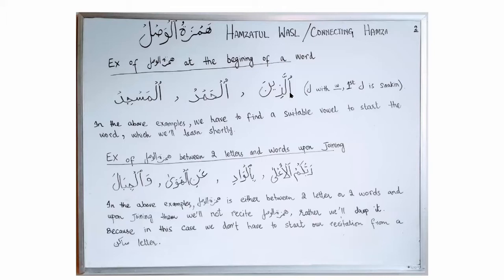In this case, you will say Alladina, Alhamdu, Al-Masjid. In these examples, Hamzatul Wasl will have fatha, but there are situations when Hamzatul Wasl has a kasra, dhamma, and inshallah we will discuss them soon. And in these examples, because we don't have to start our recitation with Hamzatul Wasl, we will drop it, we will not pronounce it, and we will not worry about the vowel of the Hamzatul Wasl.